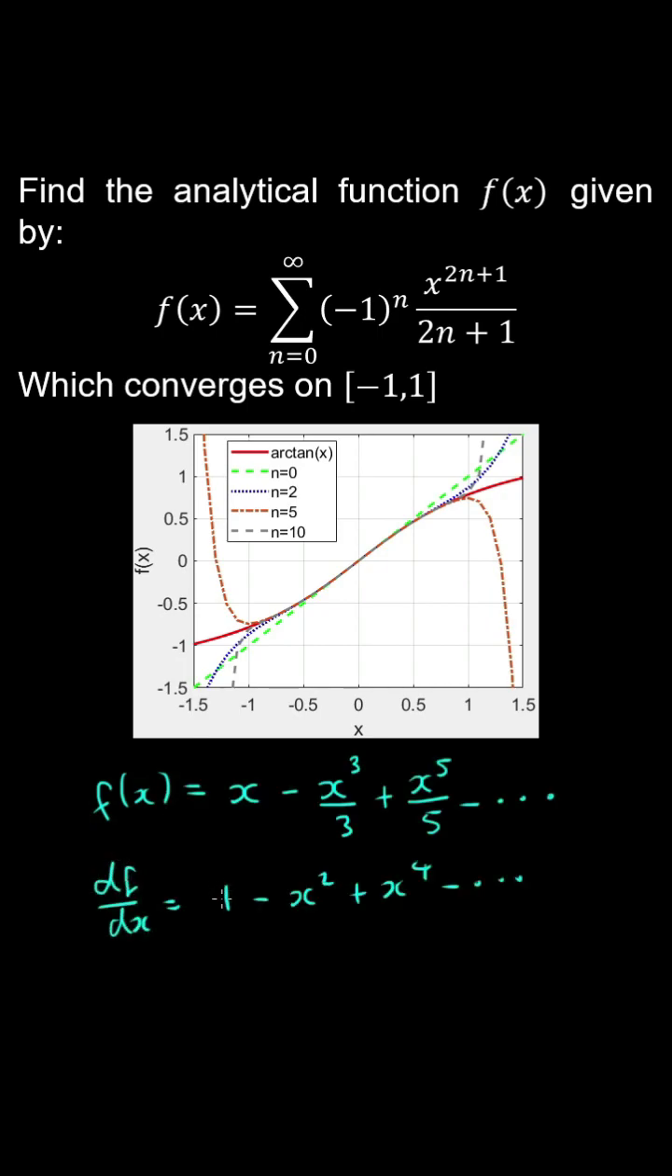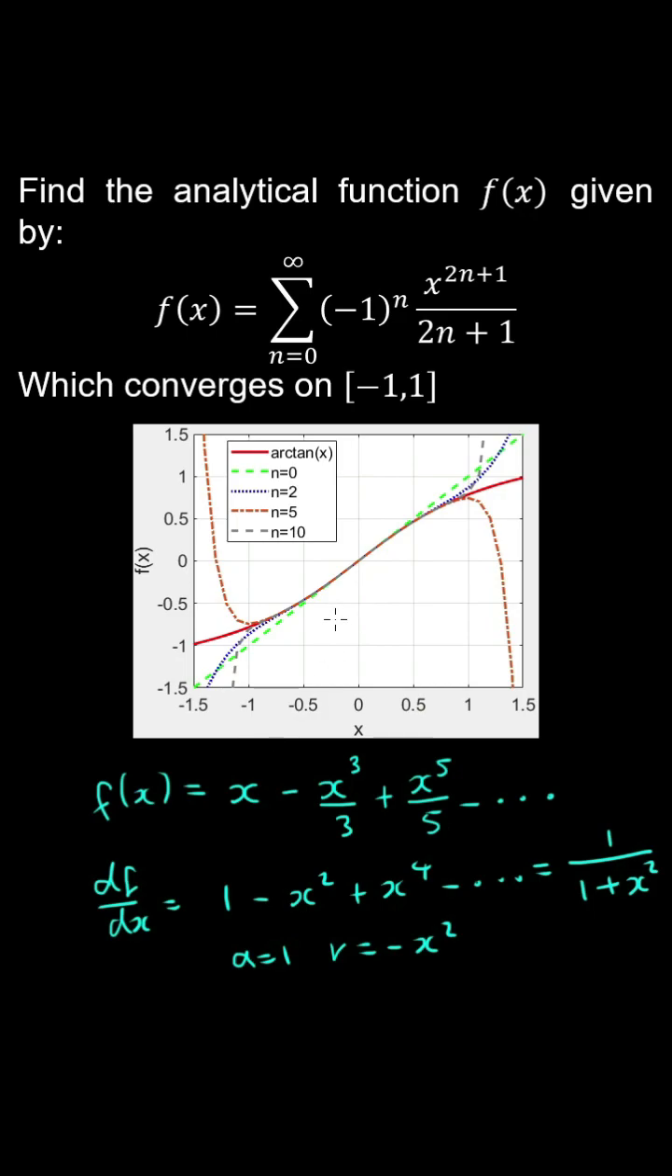Let's find the analytical function given by the following series. So if we expand this series and differentiate each term, we recognize the derivative is a geometric series with a equals 1 and a ratio of minus x squared between the terms. So therefore we get an analytical function for this geometric series of a over 1 minus the ratio.